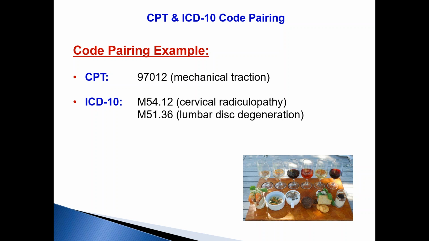So we have mechanical traction. Why are we going to do mechanical traction? I just gave you the reasons. So mechanical traction pairs beautifully with cervical radiculopathy, M54.12, and M51.36, lumbar disc degeneration. Why am I saying that? Based on the definition of these codes. What's wrong with the patient? And what are we going to do to help the patient?